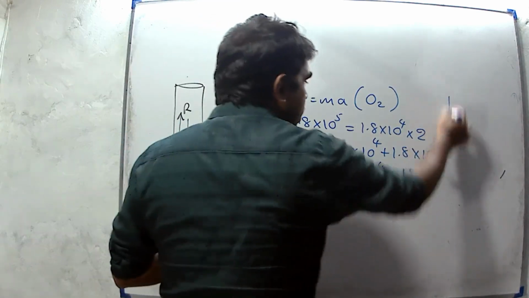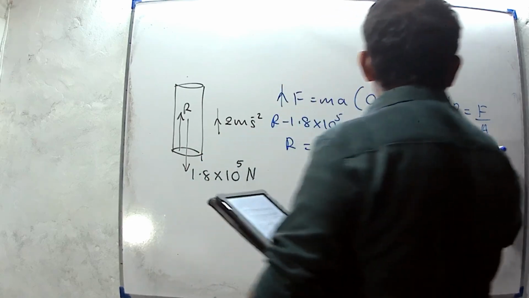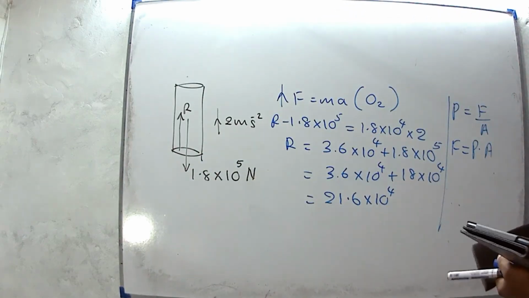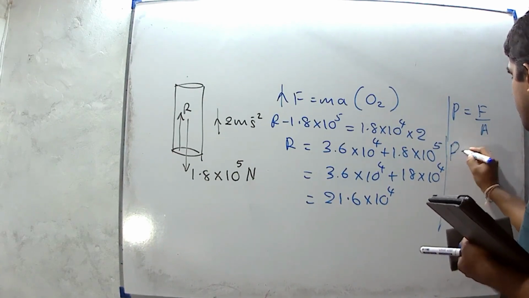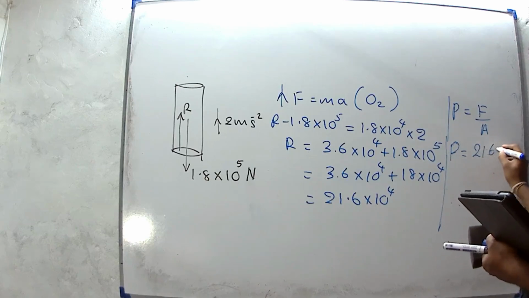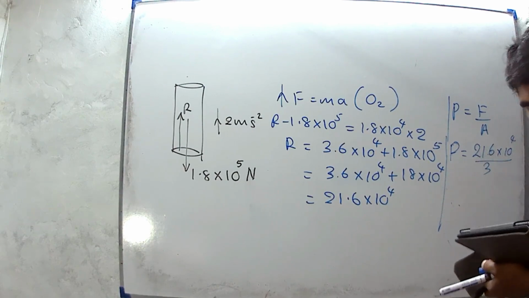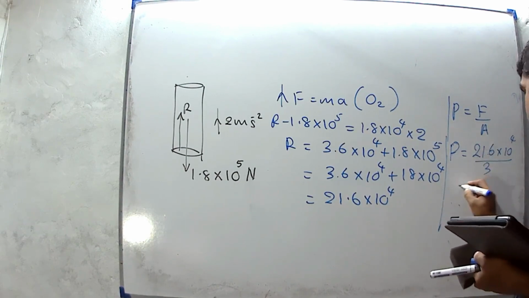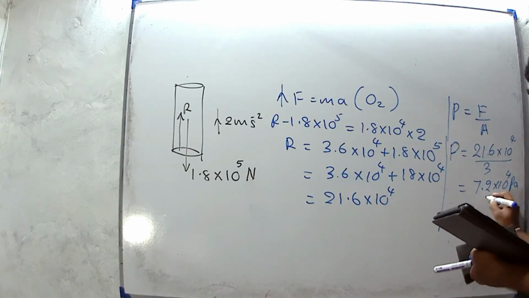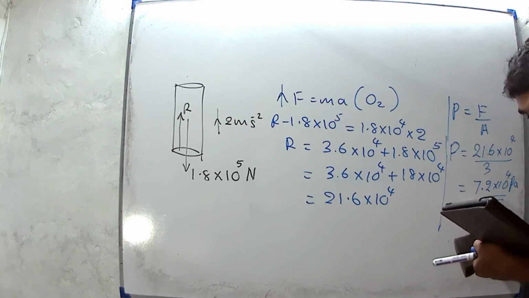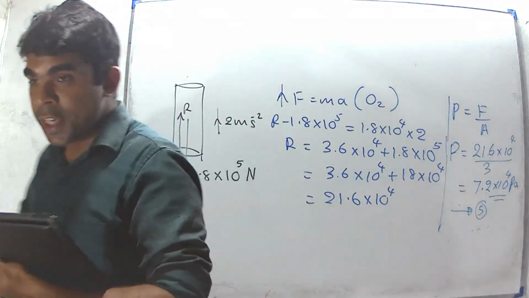And then we know that pressure equals force divided by area. Force equals pressure into area. Now we have to find the pressure. Then we can substitute directly. Force 21.6 into 10 to the power 4 divided by area, which is 3 square meters. 21.6 divided by 3, 7.2 into 10 to the power 4 Pascal or Newton per square meter. Then the answer is 5 for the question number 19.